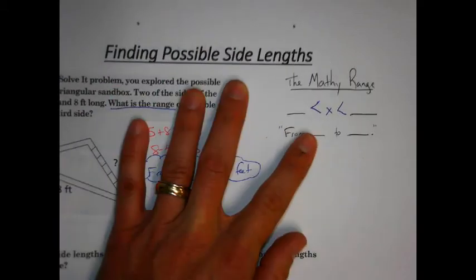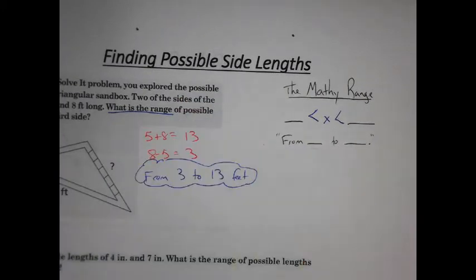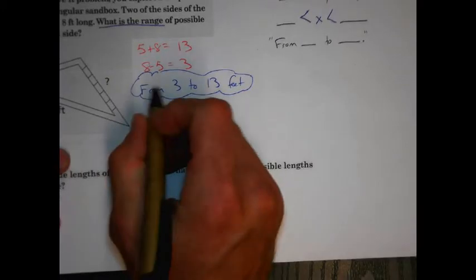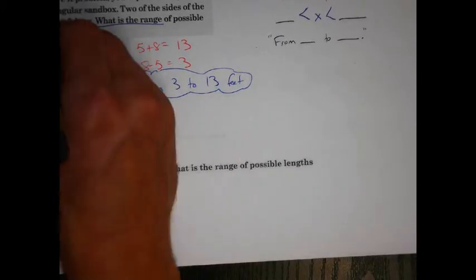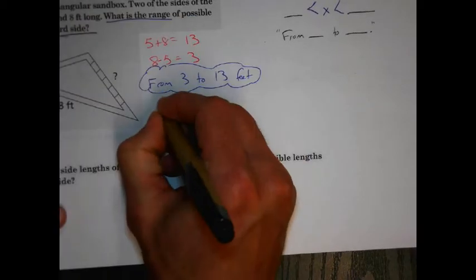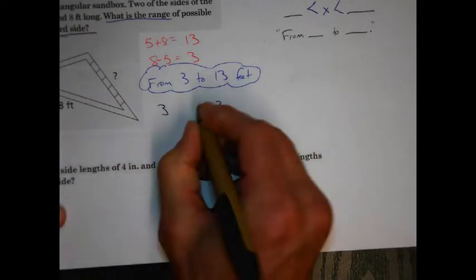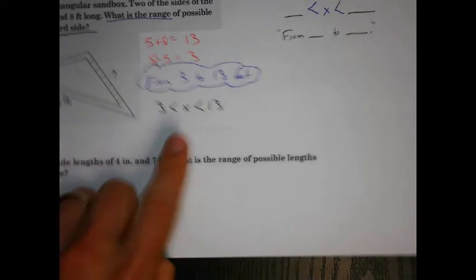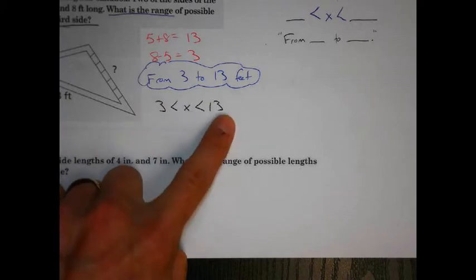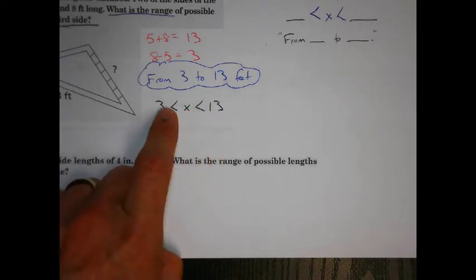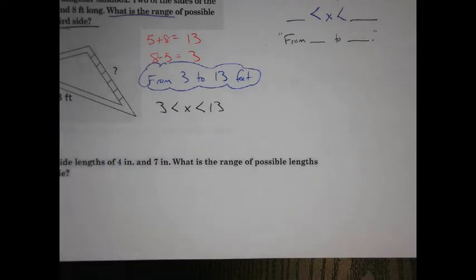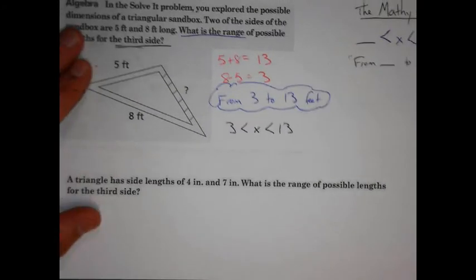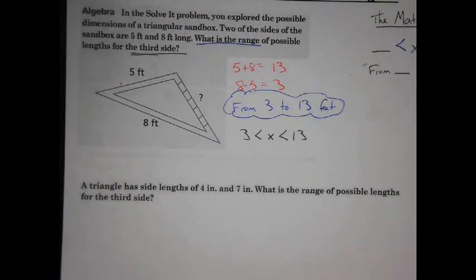When we say between 3 and 13, or from 3 to 13, we can write that in mathy ways. We can say that the possible length of the third side is going to be from 3 to 13 feet, right? But the values are in the middle, and they're bigger than 3 but less than 13. How cool is that? Okay, so that's a mathy way of saying range. We will see this, so be prepared. That's what it looks like. It's called a compound inequality of an intersection, but whatever.